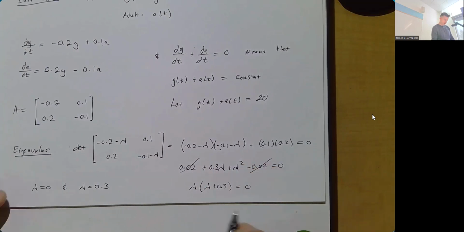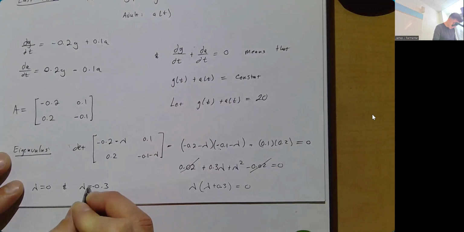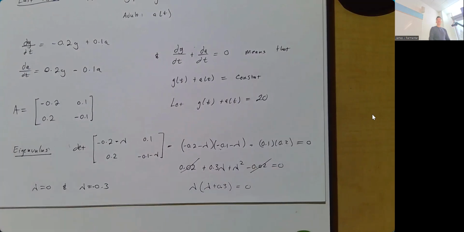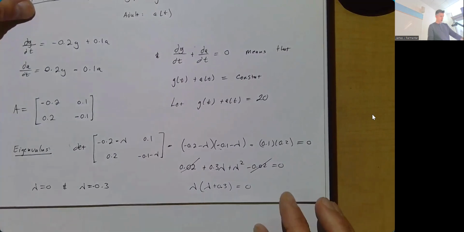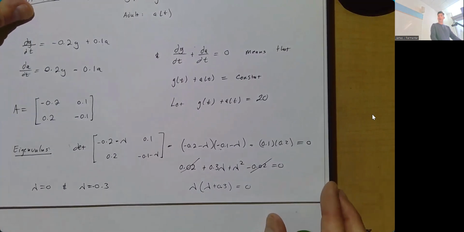It could, it very much could be. Thank you for saying something. I didn't make that mistake on purpose. I appreciate you saying, James, what's going on here? Yeah, that should be negative 0.3. Good call. All right, so now let's go ahead and find the eigenvectors.